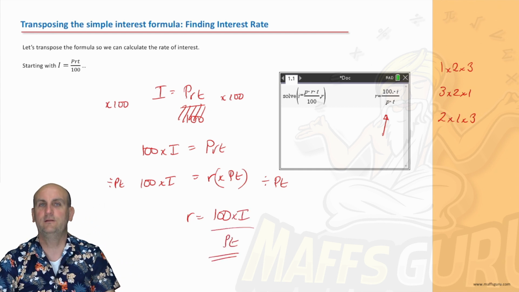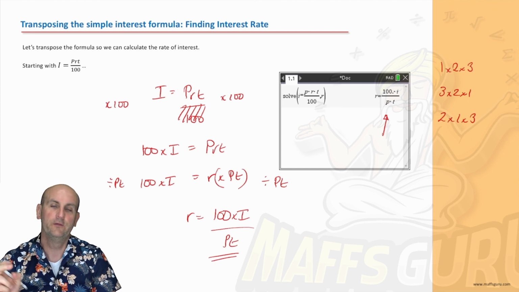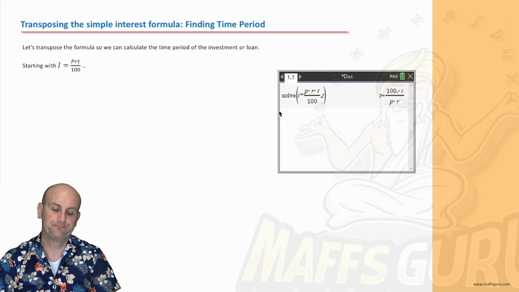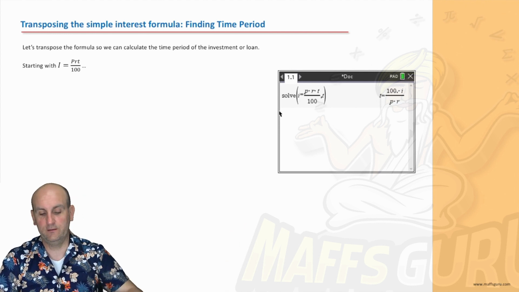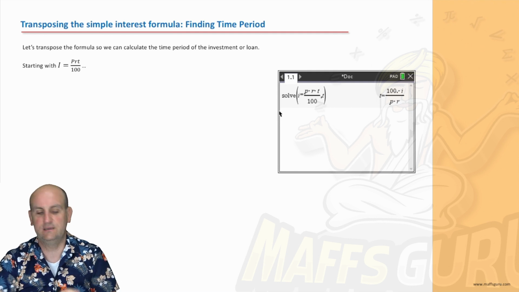And is that what my calculator got? I should go. So now we have a formula: R equals 100I on PT. Transpose the simple interest formula, finding the time period. Same, we want to get T on its own.